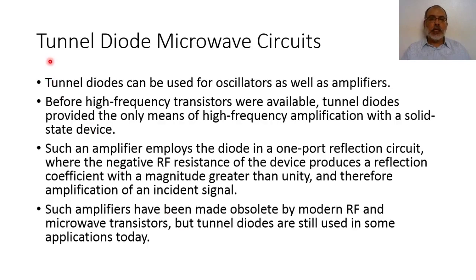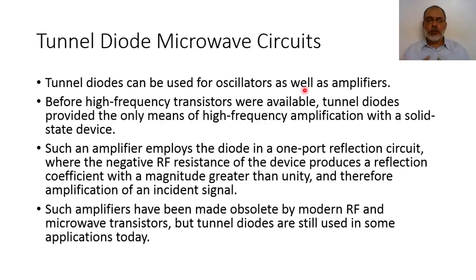So in tunnel diode microwave circuits, tunnel diodes can be used for oscillators as well as for amplifiers. For oscillators, it is quite similar to the Gunn diode, the IMPATT diode, the BARITT diode. If I have a negative resistance and I include this negative resistance inside a resonant circuit, and I add a DC voltage, the resonant circuit will oscillate with sustainable oscillation.